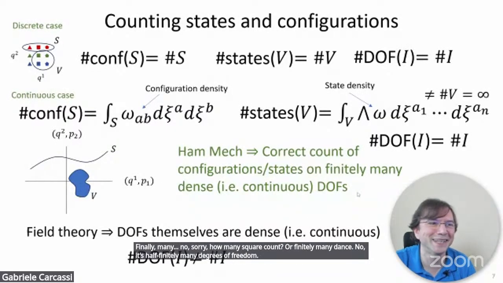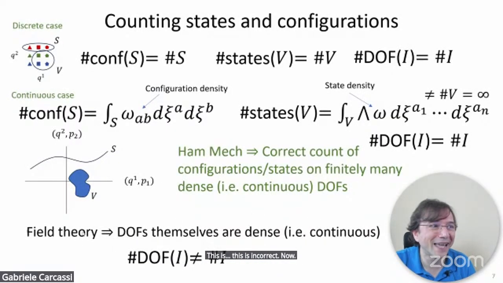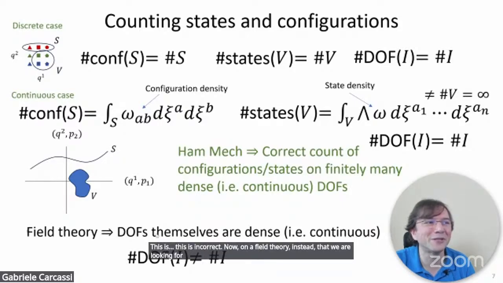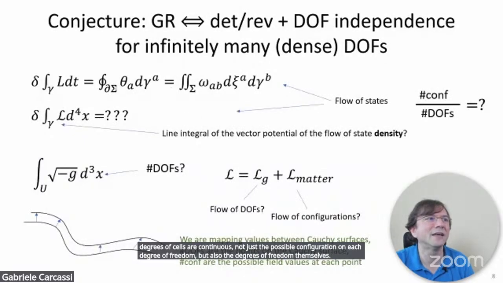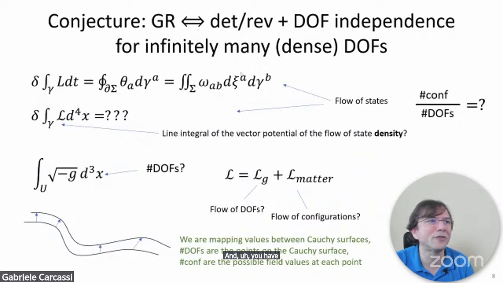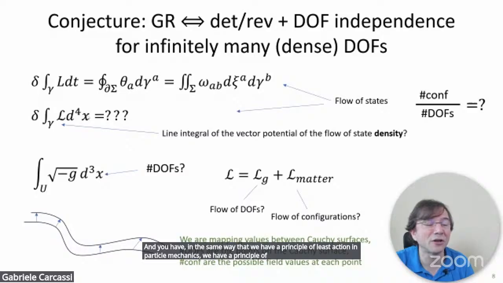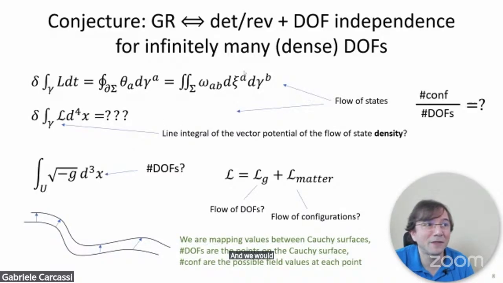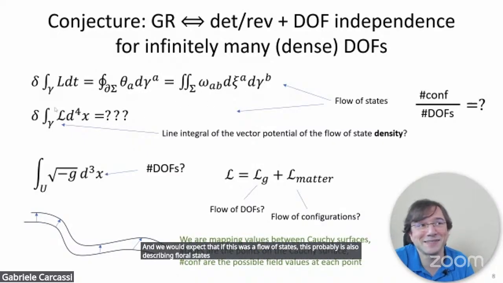Now, in a field theory instead, we are looking for something where the degrees of freedom themselves are dense. So the degrees of freedom themselves are continuous, not just the possible configurations on each degree of freedom, but also the degrees of freedom themselves. And in the same way that we have a principle of least action in particle mechanics, we have a principle of least action in field theory. And we would expect that if this was a flow of states, this probably is also describing a flow of states. At least that's the simplest conjecture.